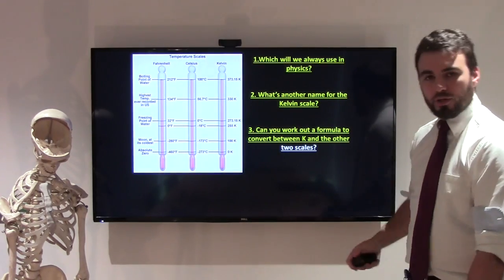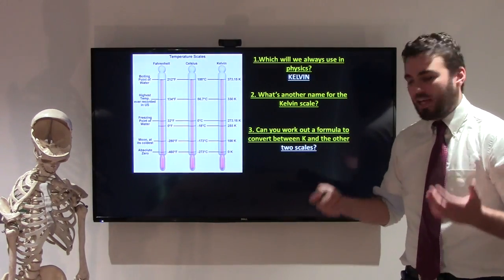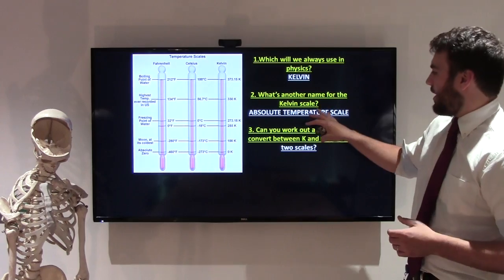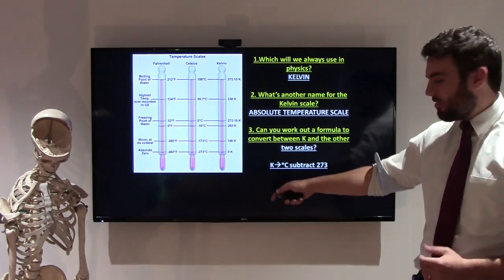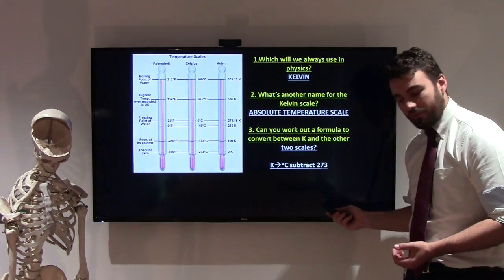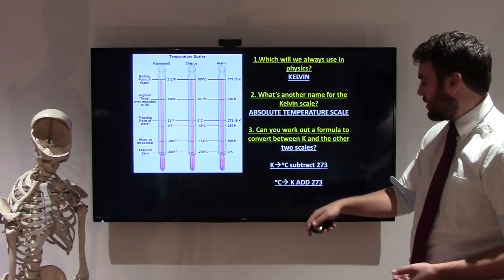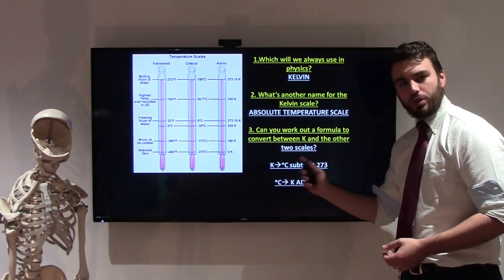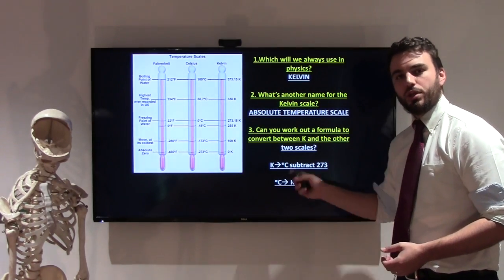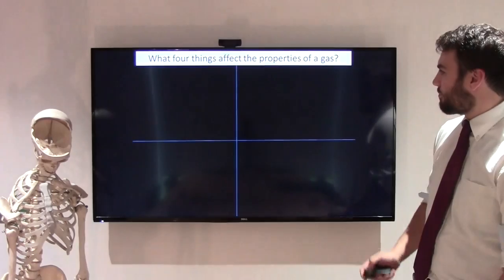So, which one are we always going to talk about in physics? We're going to talk about the Kelvin, the absolute temperature. Another name is the absolute, and if we want to convert between the two, if I had Kelvin, I'd subtract 273, and if I had degrees Celsius, I'm going to add 273. Whenever we see temperature, for these gas laws, we're going to use the absolute temperature.